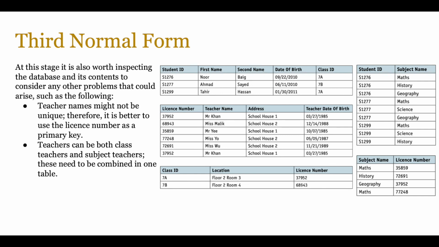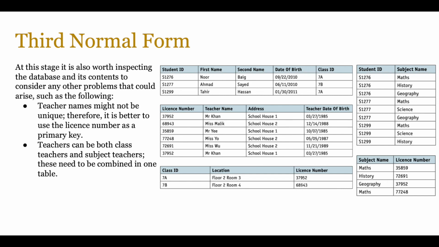And teachers can be both class teachers and subject teachers, so that needs to be combined in one table as well. So the purpose of the third normal form is to ensure that the database does not contain any non-key attributes or any fields which depend on another candidate key or a partial composite key. All the fields in a table should just depend on the primary key.